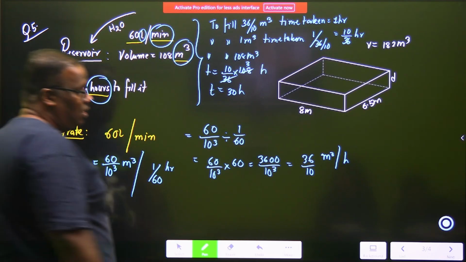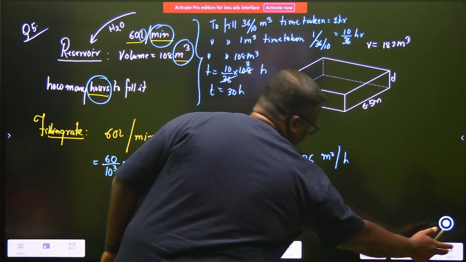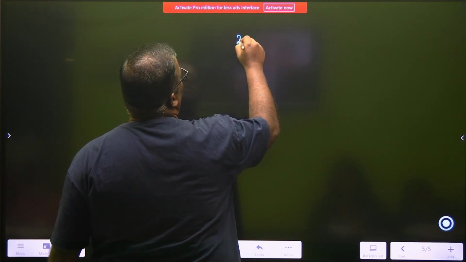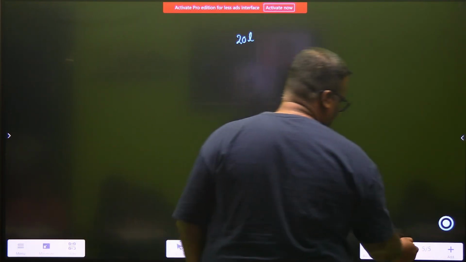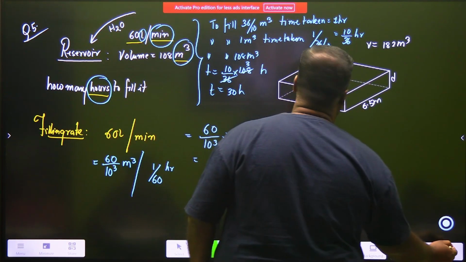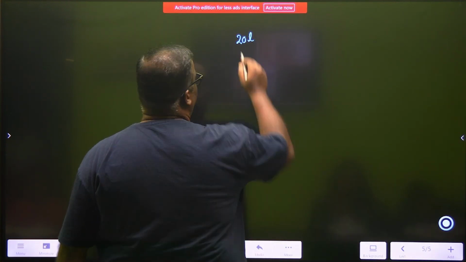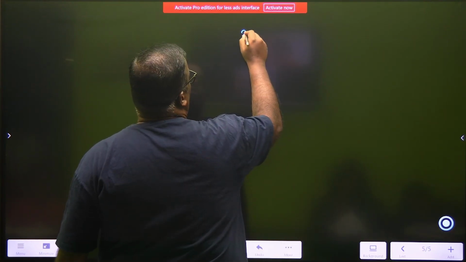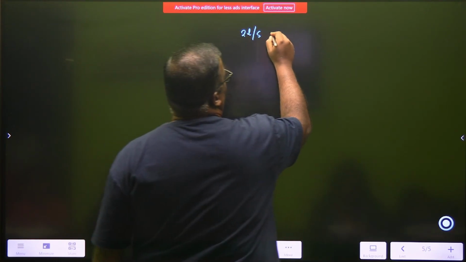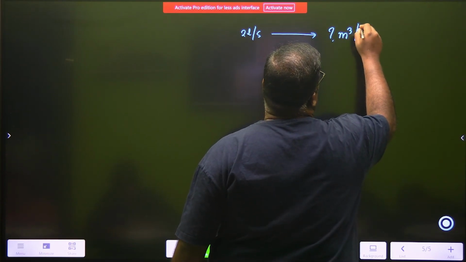You try it yourself. Do it with your pen and pencil. Take some time. Let's say somebody tells you 20 liters, very fast filling. Okay, very fast filling. So how do we fill it very fast? Like it's filling very fast. So let's make it a little bit fast filling. Let's say 2 liters per second. I want to know how many meter cube per hour. Try.